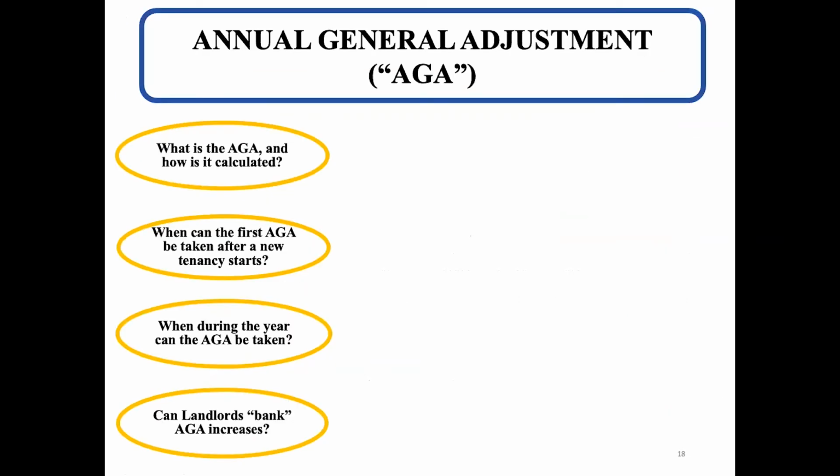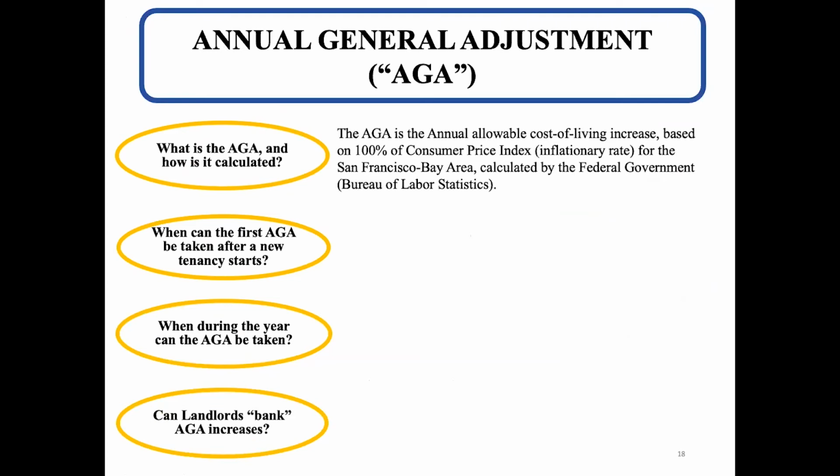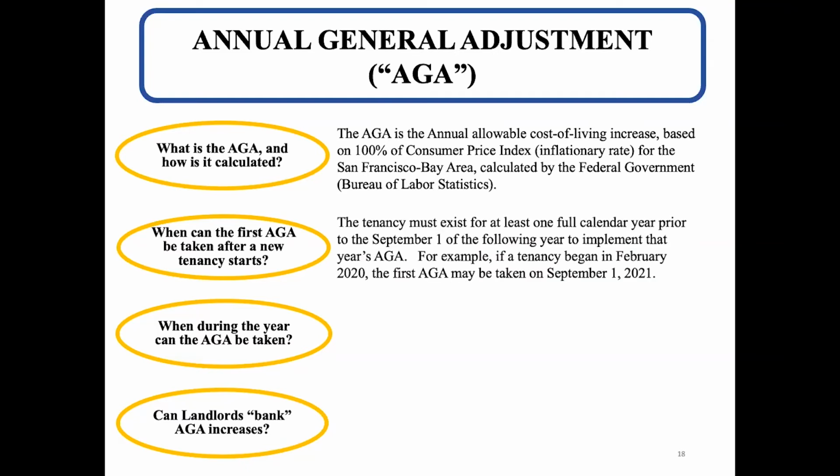So what is the AGA and how is it calculated? So the AGA is the annual allowable cost of living increase based on 100% of the consumer price index or inflationary rate for the San Francisco Bay Area, which is calculated by the federal government, specifically the Bureau of Labor Statistics. When can the first AGA be taken after a new tenancy starts? The tenancy must exist for at least one full calendar year prior to the September 1st of the following year to implement that year's AGA. So for example, if a tenancy began in February 2020, the first AGA for that tenancy may be taken on September 1st, 2021, not 2020.